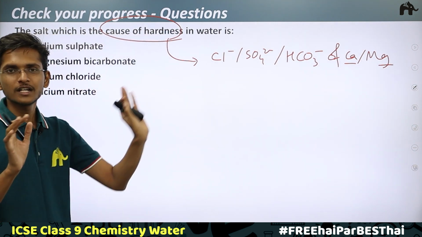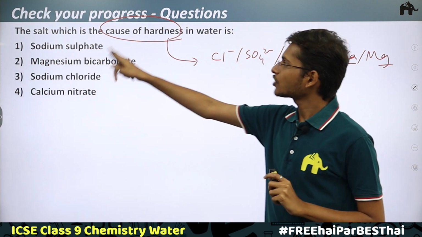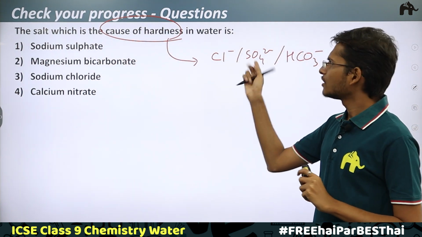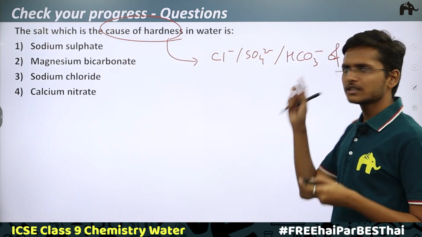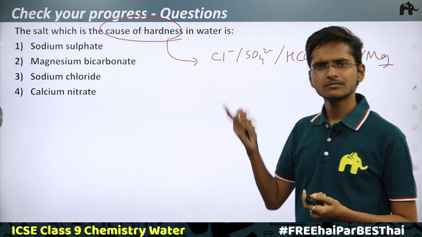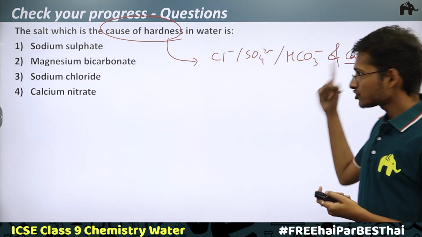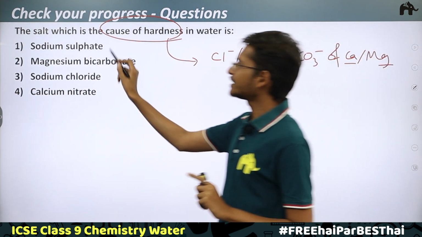Out of these 6 salts, if any of the salts is present, then our water is hard. The salt which is the cause of hardness in water — we need to simply see out of these 6 salts if some salt is present or not in the options. So sodium sulfate, no, it is not among these 6 salts, because our salts are of calcium or magnesium, so this is eliminated.